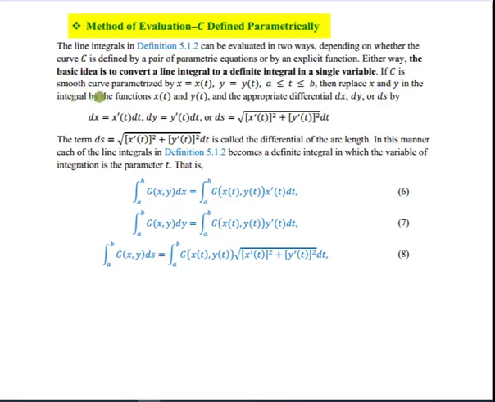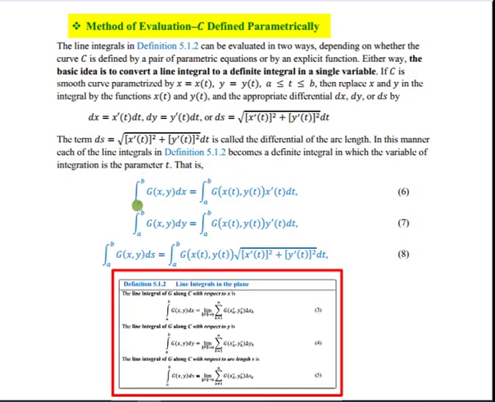replace x and y in the integral by the functions x(t), y(t), and the appropriate differentials: dx, dy, or ds, by dx = x'(t) dt, dy = y'(t) dt, or ds equals the square root of (x'(t))² plus (y'(t))² dt. Here the term ds is called the differential of arc length. In this manner, each of the line integrals in definition 5.1.2 becomes a definite integral in which the variable of integration is the parameter t.